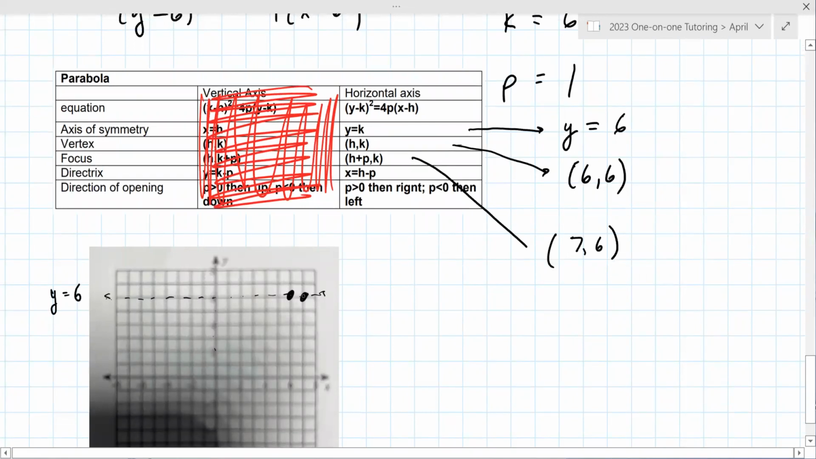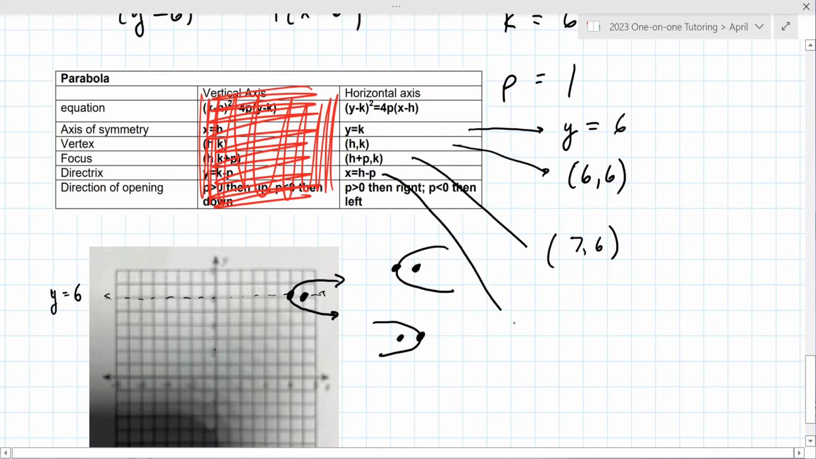And I mentioned that the focus is always inside the parabola. So if that's the vertex, there's the focus, or if it opens the other way, there's the vertex and there's the focus. So we actually know now that this thing looks like this. We'll confirm that later on.